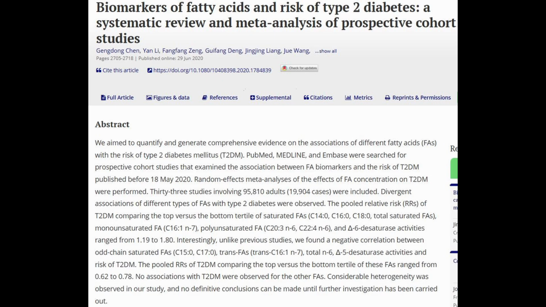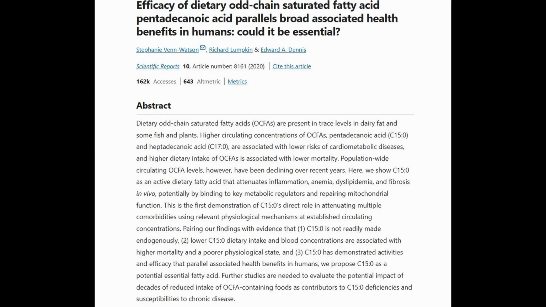Emerging research has shown that odd chain saturated fatty acids are inversely associated with metabolic diseases, like type 2 diabetes and cardiovascular disease. A 2021 study published in Critical Reviews in Food Science and Nutrition found that higher levels of C15-0 and C17-0 in the blood were associated with a significantly lower risk of developing type 2 diabetes. Another study published in Scientific Reports in 2020 showed that increased levels of C15-0 and C17-0 are associated with lower risks of cardiometabolic diseases and lower mortality.